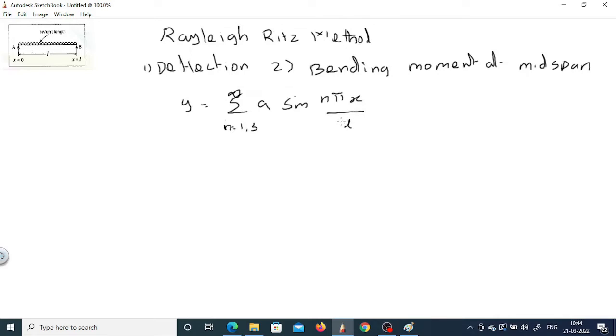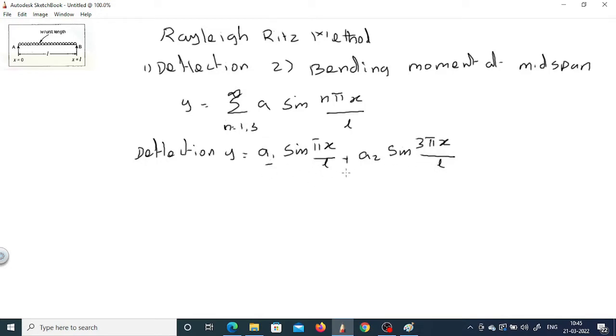To make this series simpler, I can convert this general approximate form into a simple form, which is the second step. So the deflection approximate form for a simply supported beam, deflection y, I can frame as a1 sine, first n is 1, so sine pi x by L, plus the second term a2, because another term is available, a2 sine, in the place of n I can substitute 3, so sine 3 pi x by L. I can utilize this to solve this problem. In this, a1 and a2 are available.